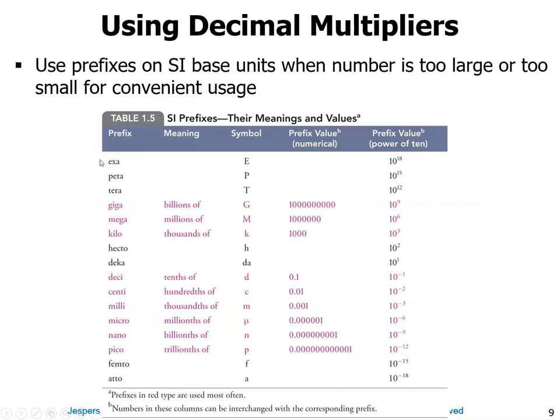So a lot of times we want gigabytes. Back in the day when I was in college, we'd be happy to have a gigabyte of data, right? And now a terabyte of data is a good size memory for a computer.